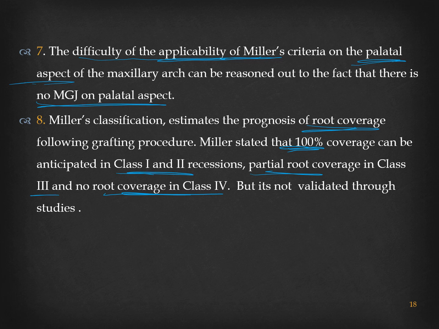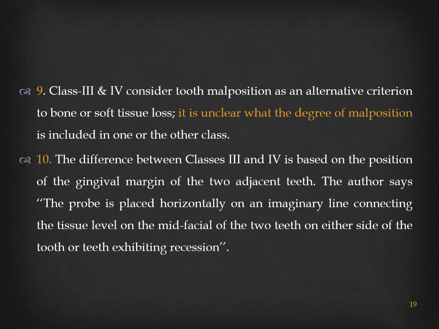It was also very surprising to notice that 1 year post-operative root coverage was slightly less than 100% on the facial aspect of the tooth. So Miller himself has actually contraindicated his own classification. Ninth limitation is class 3 and class 4 considers tooth malposition as an alternative criteria to bone or soft tissue loss. But it is unclear that what degree of malposition, what should be the severity of malpositioning of the teeth so that they can be categorized either in class 3 or class 4.